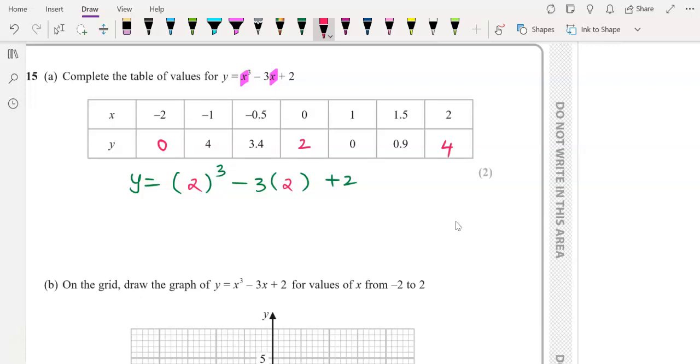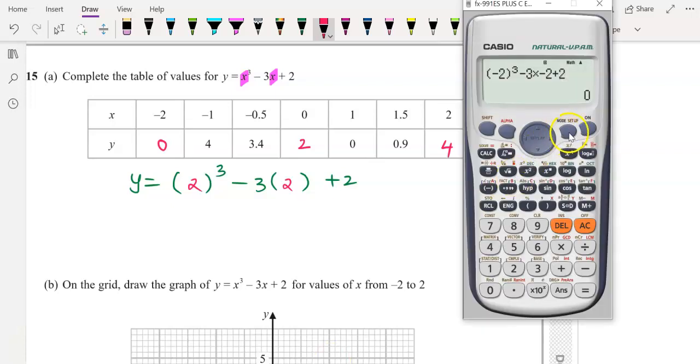One more way to complete the table is to go to the option table, mode 7, and type your function x cube minus 3x plus 2. So alpha x cube minus 3 alpha x and then close bracket plus 2. Type your function, then press equal. It will ask you starting from which number. You start from minus 2, ending at 2. Step means you need a gap of 1. So let's keep step 1, and our table is ready.